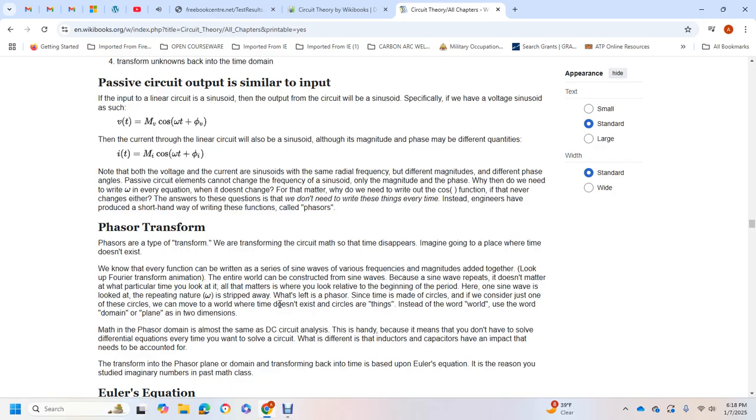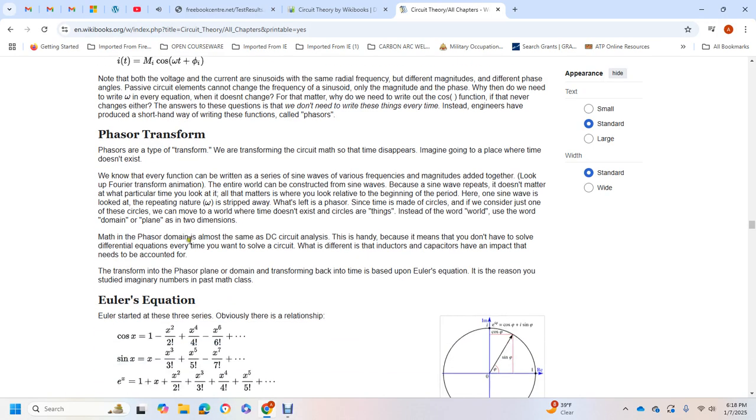The main math of the phasor domain is almost the same as DC circuit analysis, which is handy because it does not require solving differential equations to solve the circuit. The different inductors and capacitors have their impacts accounted for. Transform to the phasor plane and domain, then transfer back to the time domain, based on Euler's equation.